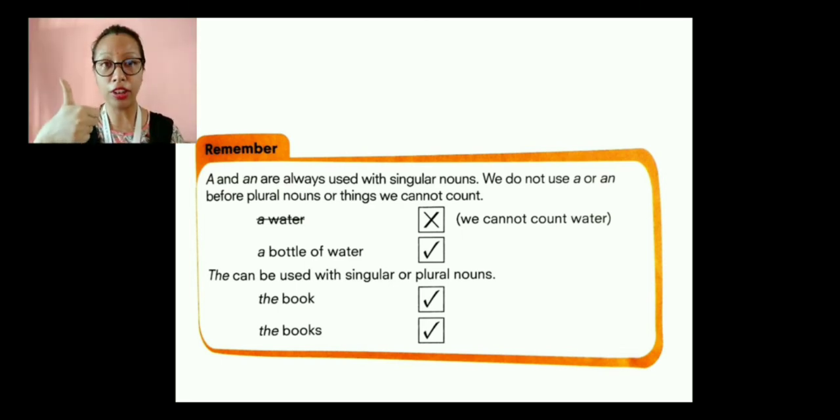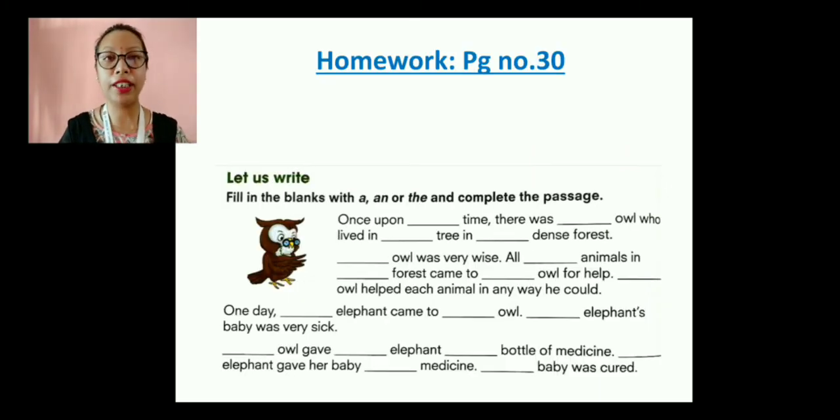So these are the two things you have to remember. One is the sound: when we are going to use it, we pronounce the words and listen to the sound of the word and not the spelling. Second thing is the singular nouns and the plural nouns. A and AN are always used with singular nouns, and the article the is used with both singular and plural nouns. So we are completed here.